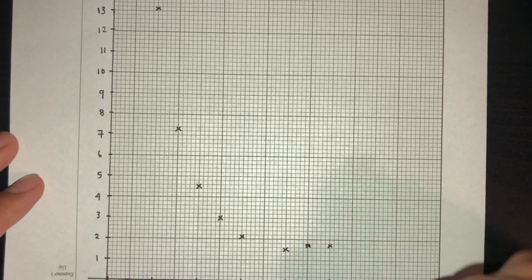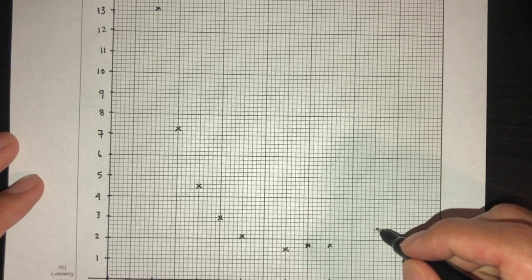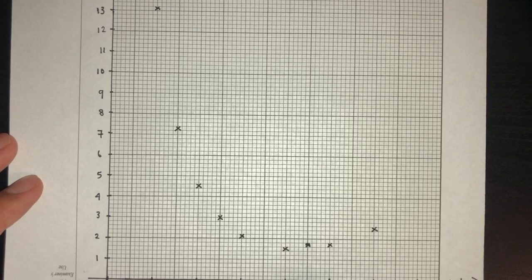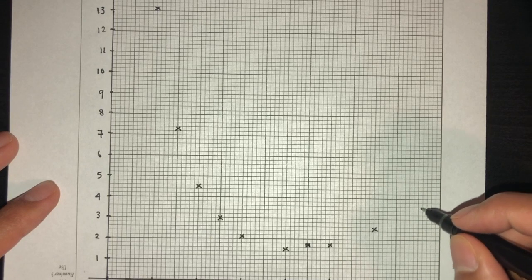Then we have 6 will be 2.5. 6, 2.5 will be this one. And then we have 7, 3.7. 7, 3.7 is here. 0.7 should be right here.